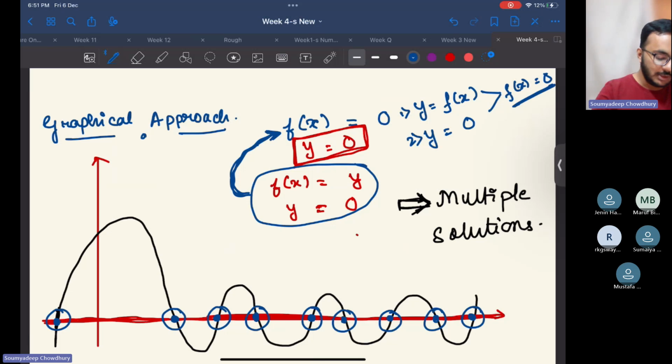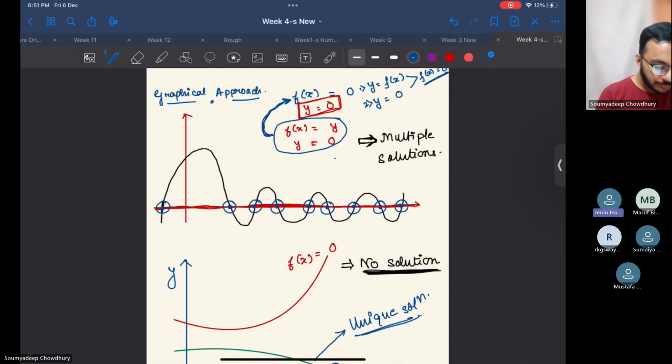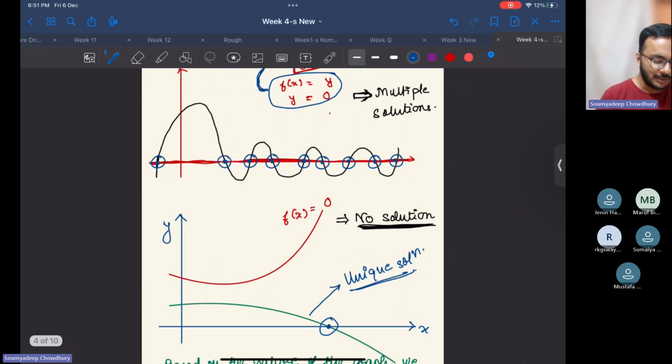Here are the different roots of the equation which I have shown. So there are multiple roots of this equation. There can be three different cases, right? There can be a no solution case, there can be a unique solution, that is a single intersection point, and there can be multiple solutions like I have shown here.